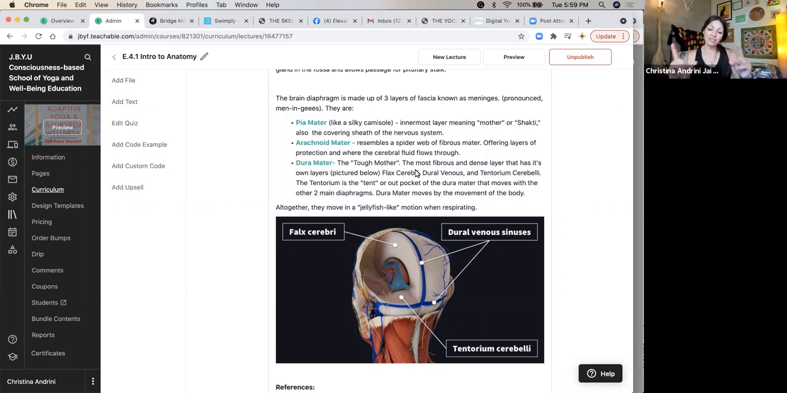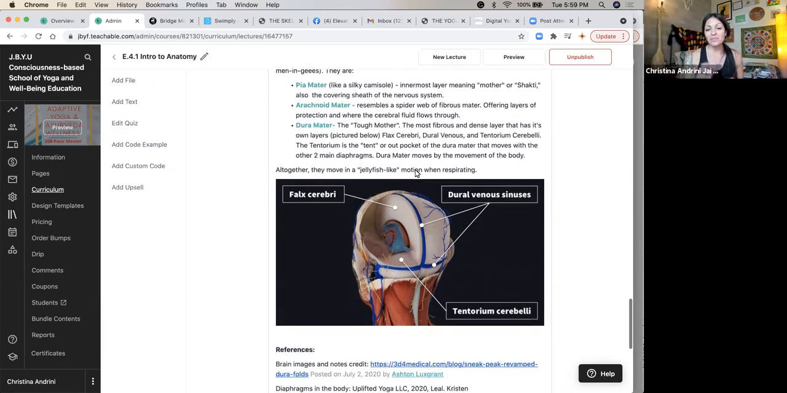And then we have the dura mater, and the dura mater is kind of like that tough matter. It's like the coat that you put on top of your thermal that's over your silky camisole. And that's how I remember it. When my teacher Kristen Leal taught me that, I've never forgotten it, and I always remember it as such. And so this is the most fibrous and dense layer that has its own layers.